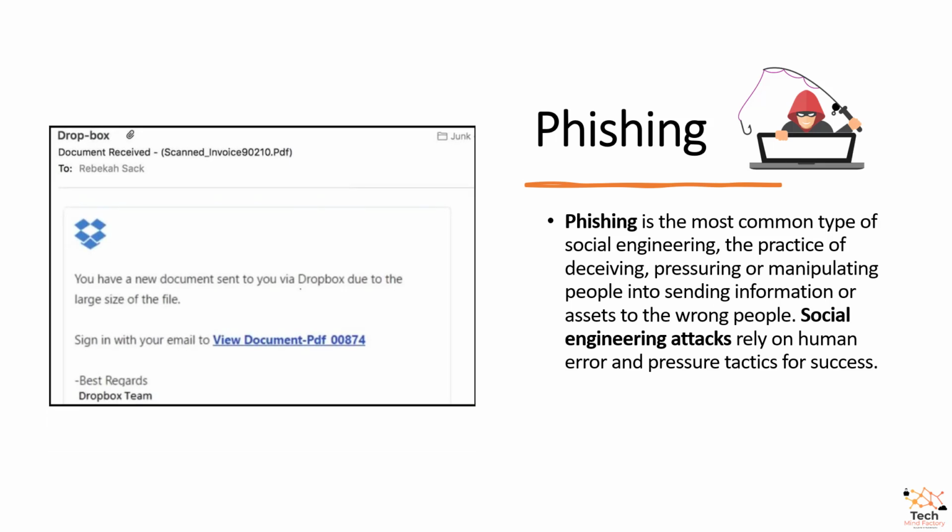This is an email that is potentially sent from Dropbox. And we can see the information here. You have a new document sent to you via Dropbox due to the large size of the file. Sign in with your email to view document PDF. And there is some number of this document. So basically, when a user sees such information, what will the user do? The user will click this link, will potentially sign in using username and password, and that's it.